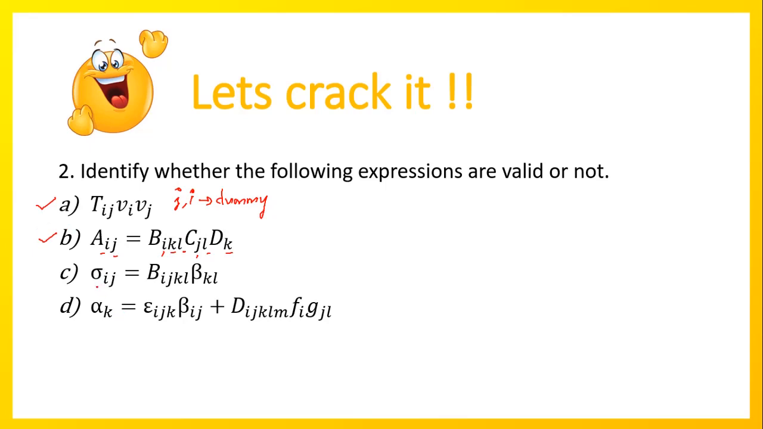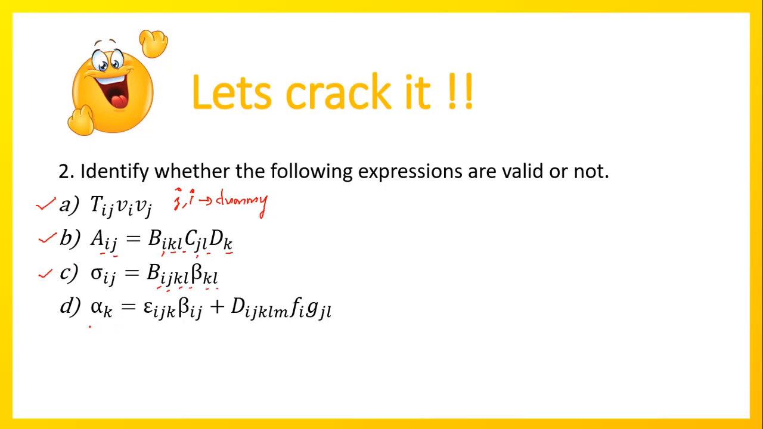Next, check another expression, sigma ij. Here using sigma ij, we have i and j both as free indices. So let us check. Here i is a free index, j is a free index because they appear only once, while k is a dummy index and L is a dummy index because they appear just twice, and no index is repeated thrice. So this expression is valid.